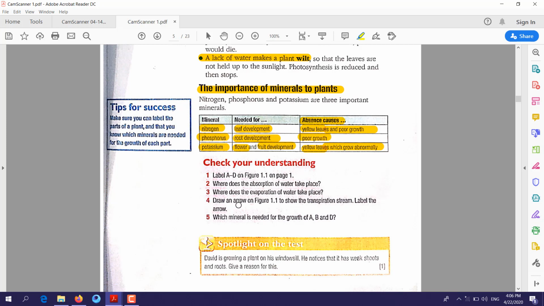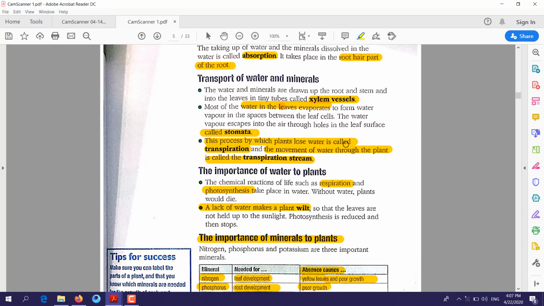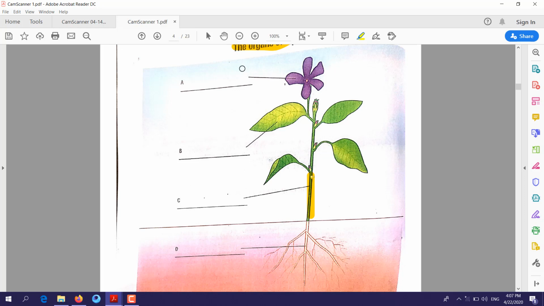Question number 4. Draw an arrow on figure 1.1 to show the transpiration stream. Label the arrow. Transpiration stream is the movement of water through the plant. Here is the drawing. This stream starts from where? Firstly, it will start from the root. It goes through the stem, then to the leaves, and some of it will go to the flower. Root, stem, leaf, and then you will draw an arrow out of the leaves to show that the water evaporates through the leaf.